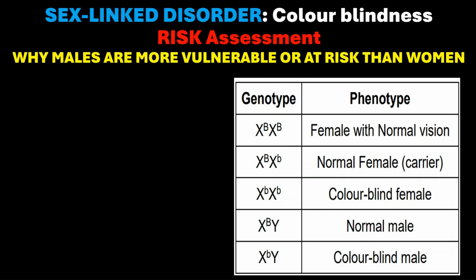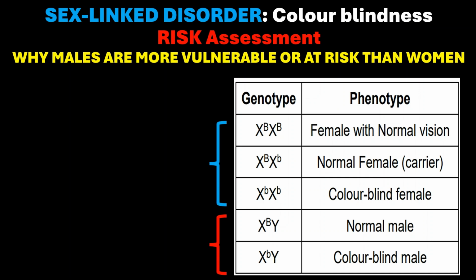So we go on to measure the risk factor here. And it's still the same as in the case of hemophilia. The risk factor in males is different from females. For females, there are 3 ways you can produce a genotype: the female is normal, or a carrier, or colorblind. For males, there are two combinations: either you are normal or you are colorblind.